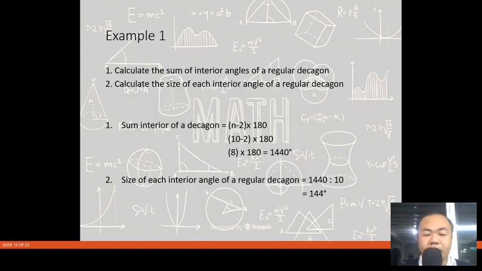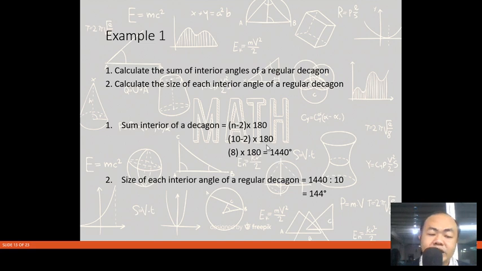Example 1. Calculate the sum of interior angles of a regular decagon. A decagon has 10 sides, so take the first formula, n minus 2 multiply 180. 10 minus 2 equals 8, and then you multiply 180, you will get 1440 degrees.